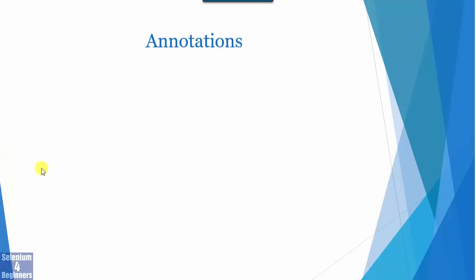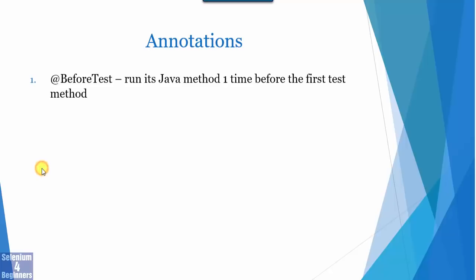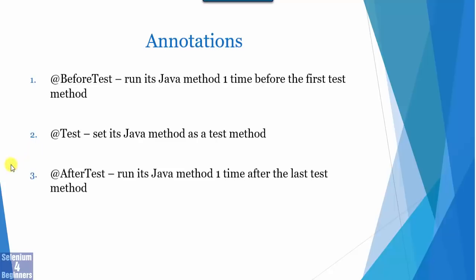The purpose of annotations is to bring programming and testing closer together. According to dictionary.com, an annotation is a critical or explanatory note. Therefore, a TestNG annotation is a critical or explanatory note for a Java method. There are many TestNG annotations, but every time a Java method is annotated by @BeforeTest, @Test, and @AfterTest, the method runs at a certain time.